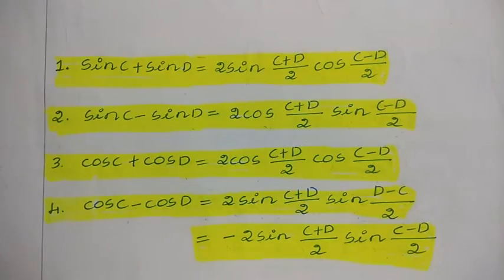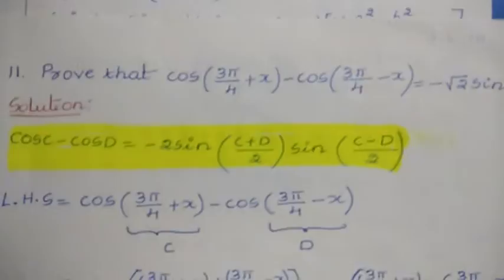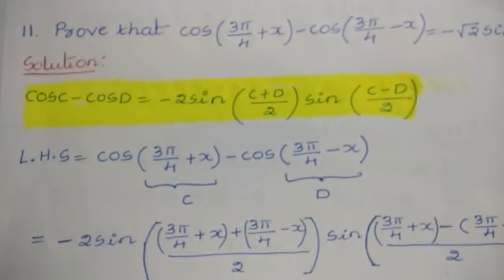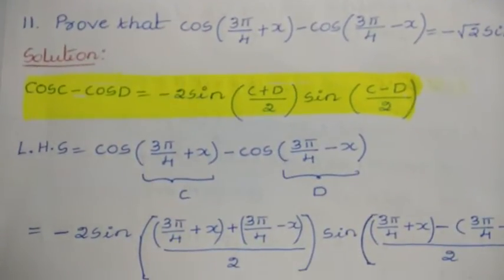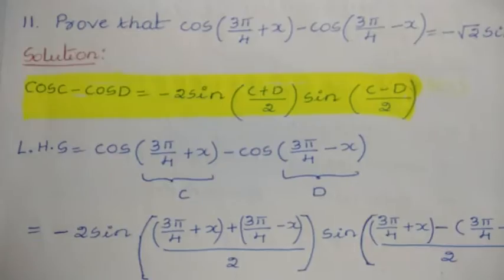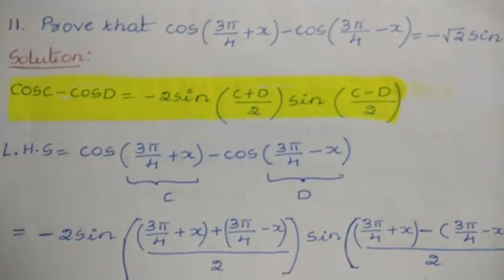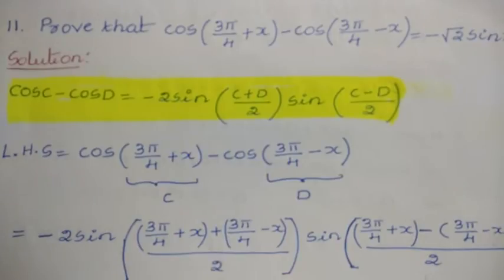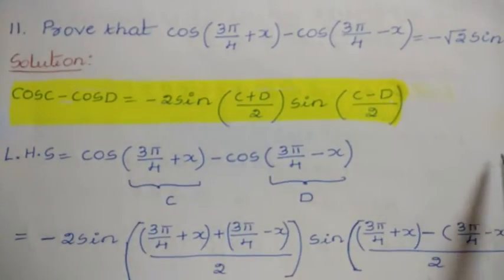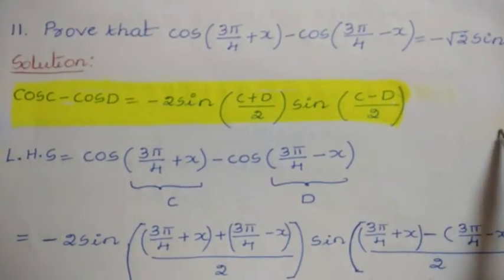Now let us solve the problems. Here we have the first problem, 11th problem. Prove that cos (3 pi by 4 plus x) minus cos (3 pi by 4 minus x) is equal to minus square root of 2 sin x. So now which formula can we use here? That we have to identify first.